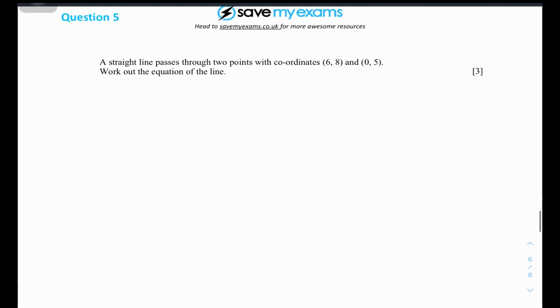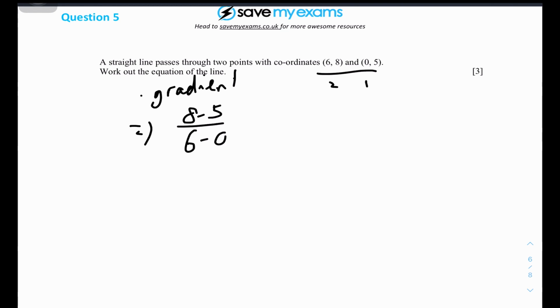And moving on to question 5, we have a straight line that passes through 2 points with coordinates 6, 8, and 0, 5. Work out the equation of the line. So for any line, we have to find the gradient. In this case, the gradient is 8 minus 5, because y2 minus y1 over x2 minus x1. 8 minus 5 is 3 over 6, which can be simplified to 1 over 2. That's number 1.